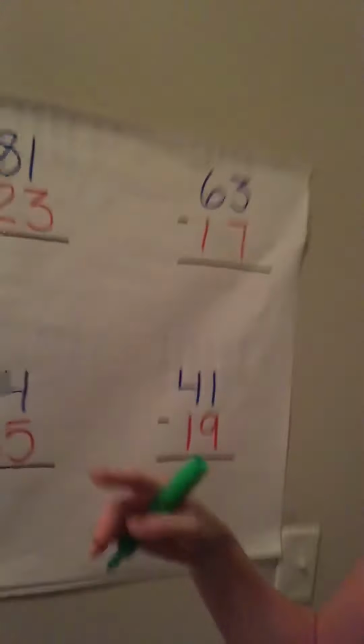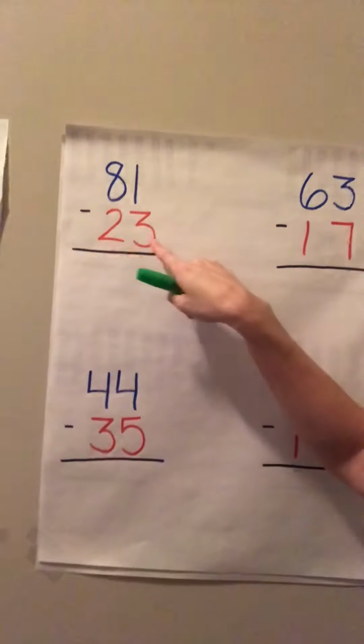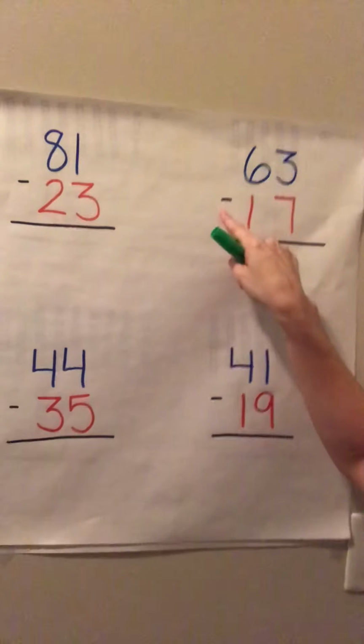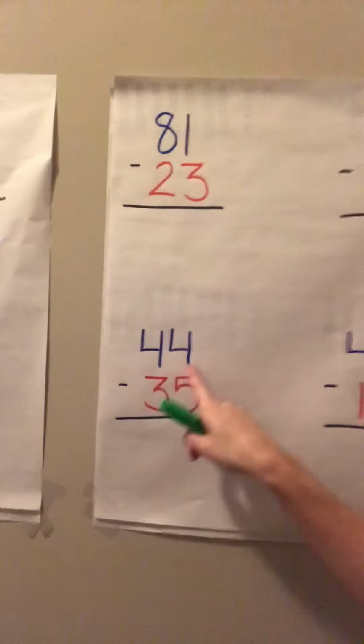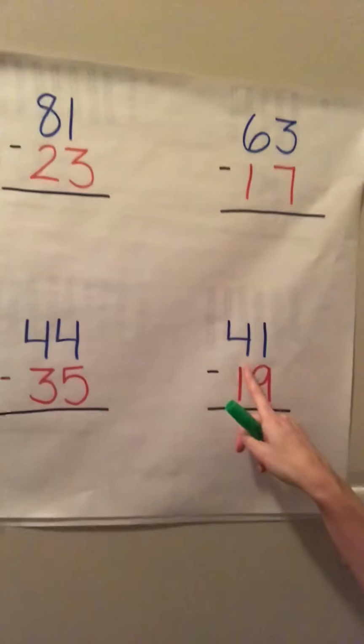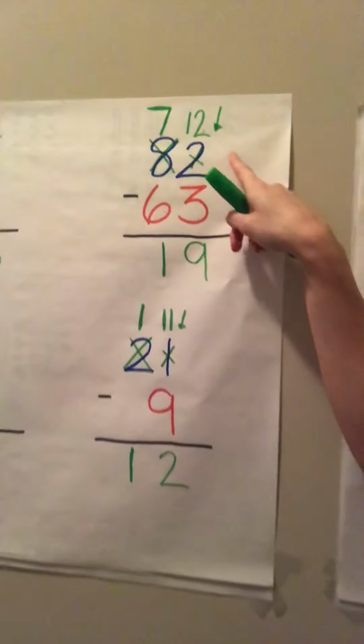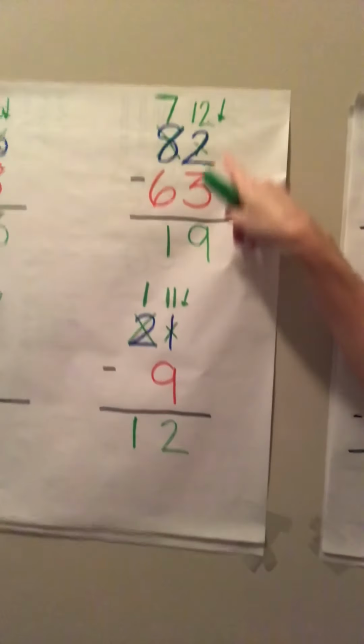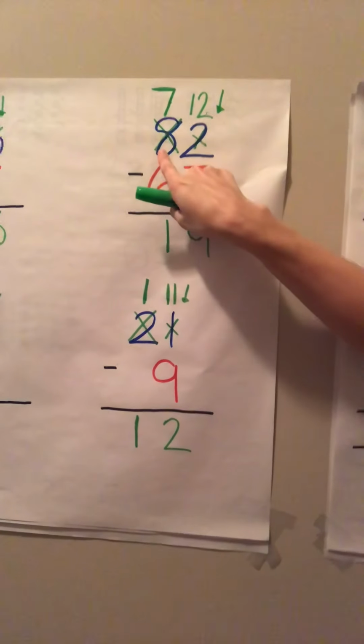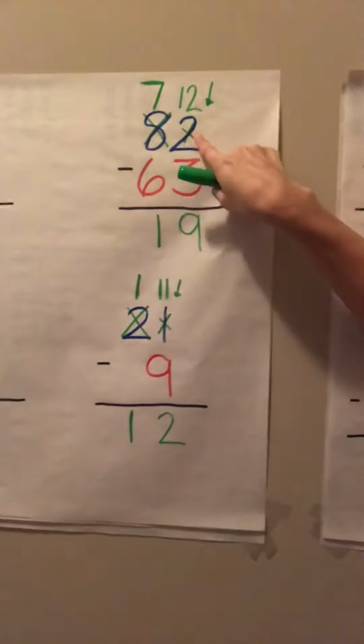Now I want you to try 4 problems on your own without using your base 10 blocks and using your borrowing. So you have 81 minus 23, 63 minus 17, 44 minus 35, and 41 minus 19. And again, you're not going to be able to subtract with your 1s, so you're going to have to borrow from your 10s, take 1 away, and add that 10 to your 1s. Can't wait to see your work.